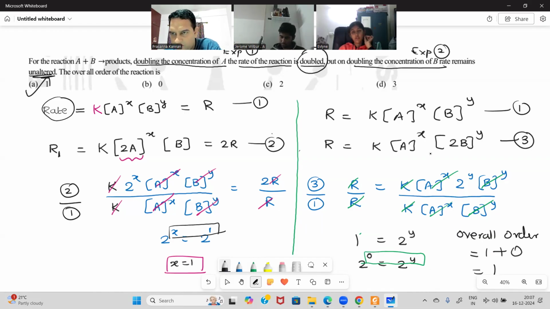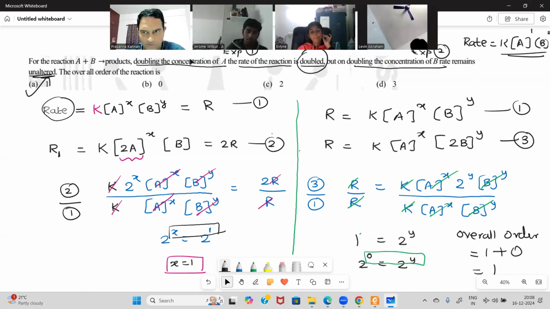Correct. And now tell me, Ranika, how do you write the rate equation? Sir, rate is equal to K, A raised to 1, B raised to 0, sir. Yes. Even you can skip B raised to 0 because B raised to 0 is 1 only. That's how you write the rate equation. Correct. So the right answer for this question is the first option. Is it clear, Evelyn? Okay. Jerome, Levin. Yes, sir. Yeah, good. Okay. I think we'll move on to the next concept, right?